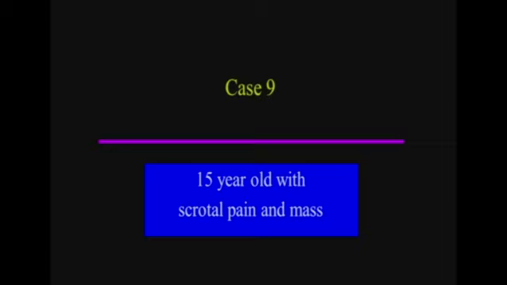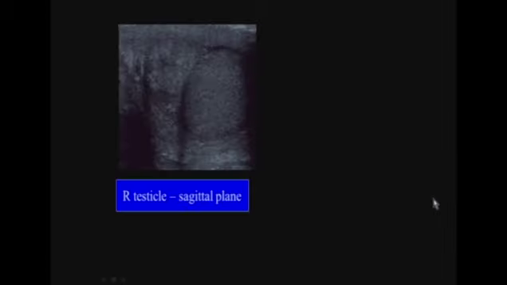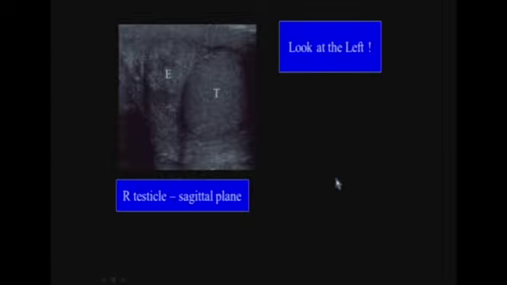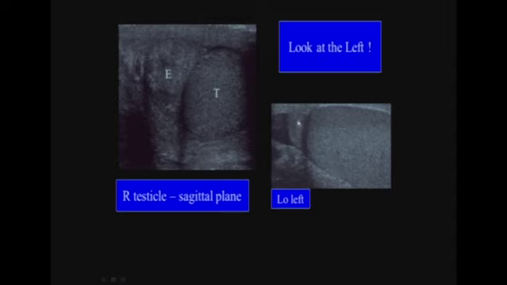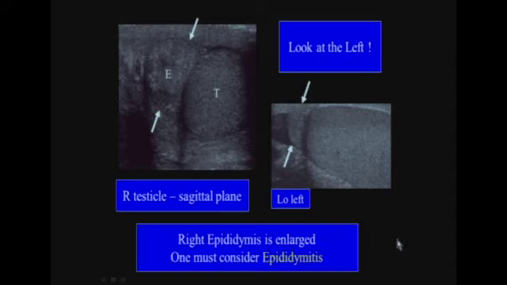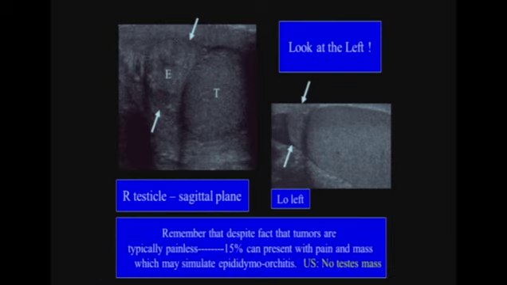The 9th case is a 15-year-old with scrotal pain and mass. The right testicle, seen in sagittal plane, has above it a very large epididymis, particularly when compared to the left side, in which the epididymis looks normal. And this was an individual with enlarged right epididymis or epididymitis.